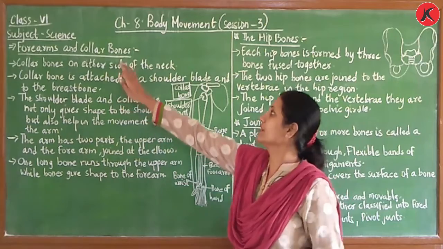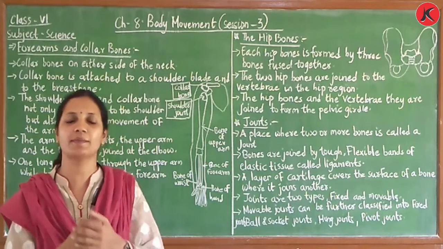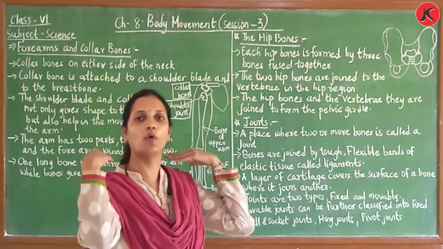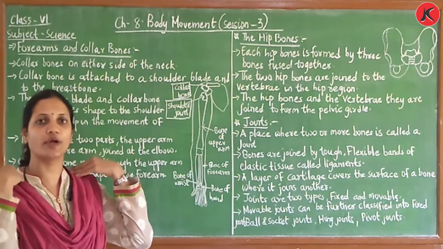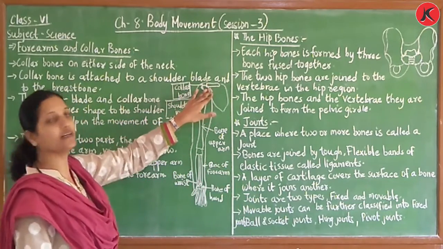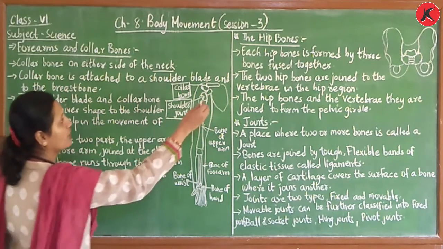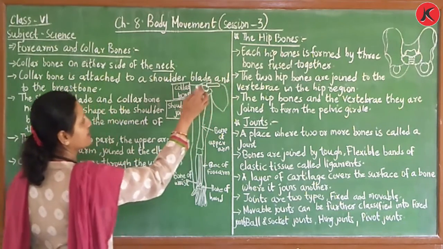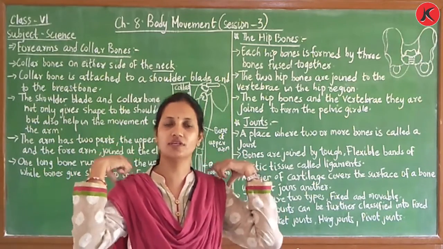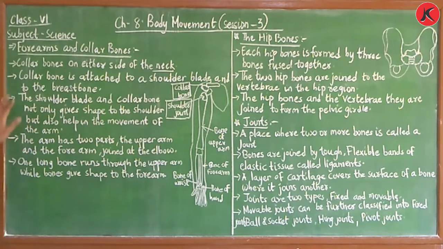Now children, what do you mean by forearms and collar bones? The word collar is familiar to you. In the shirts we wear, we have a collar, right? So the bone which is situated here, joining the rib cage and the shoulder, is called the collar bone. The collar bone is on either side of the neck, below our shoulders, right? So the collar bone is situated on the shoulders.